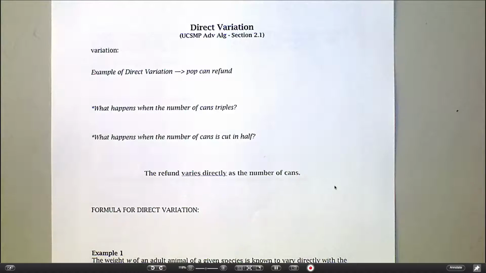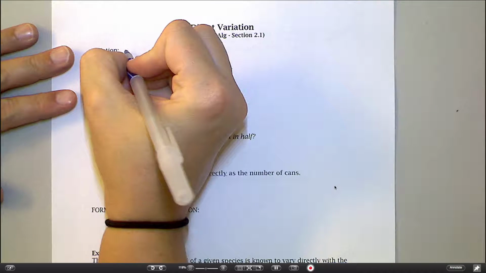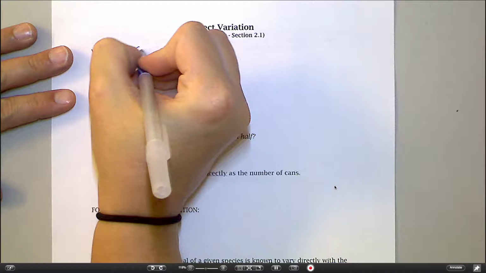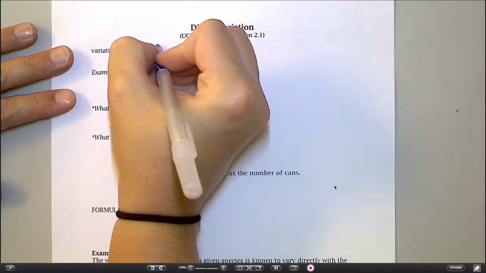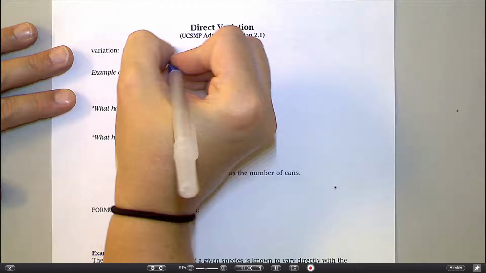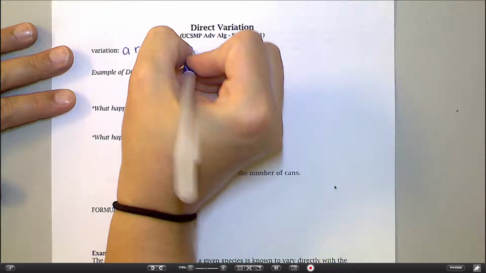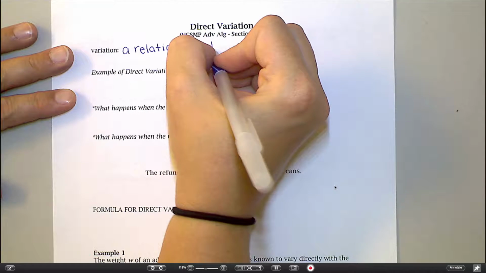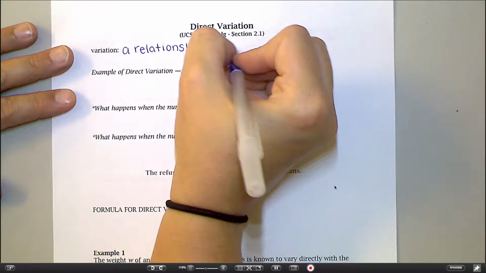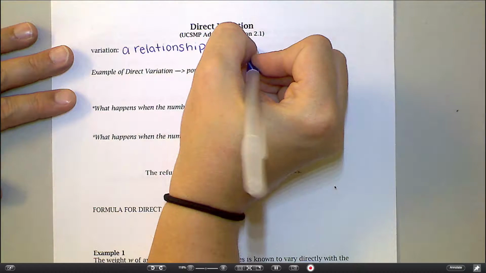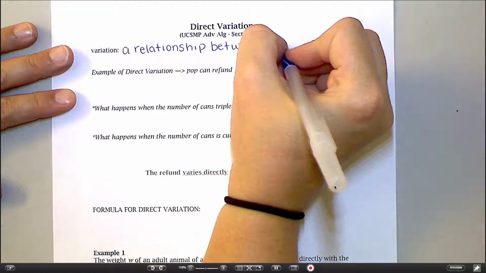Okay, so variation. Just in general, variation is a relationship between two variables. And I think for today, we're just going to leave it at that. There's some other things that we're going to learn about variation, but for now, this is all we need.